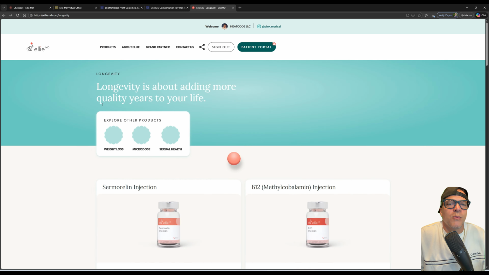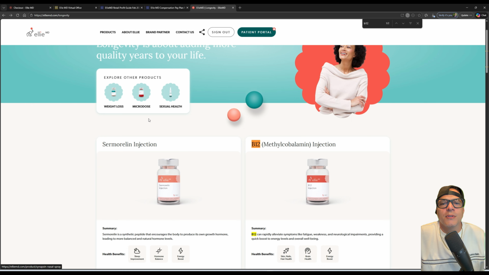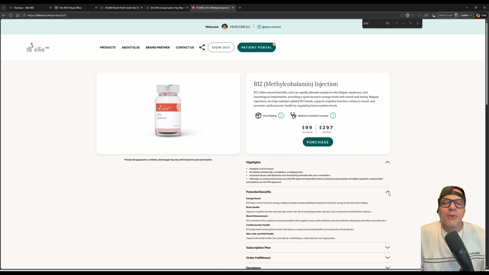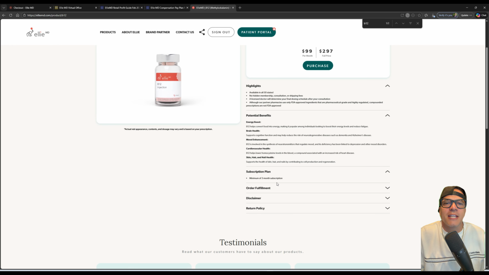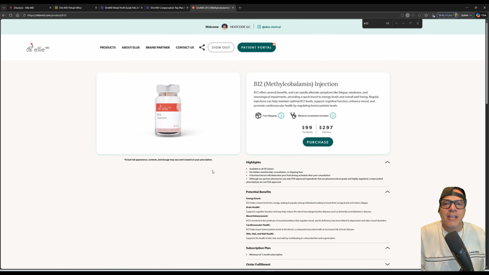Let's get into B12 as a standalone injectable. It's also part of EllieMD's longevity support. This supports energy, brain health, mood support, cardiovascular support, and healthy cell regeneration. In real life, B12 is one of the easiest products for people to understand because it fits the conversation around energy, focus, and feeling more vibrant.